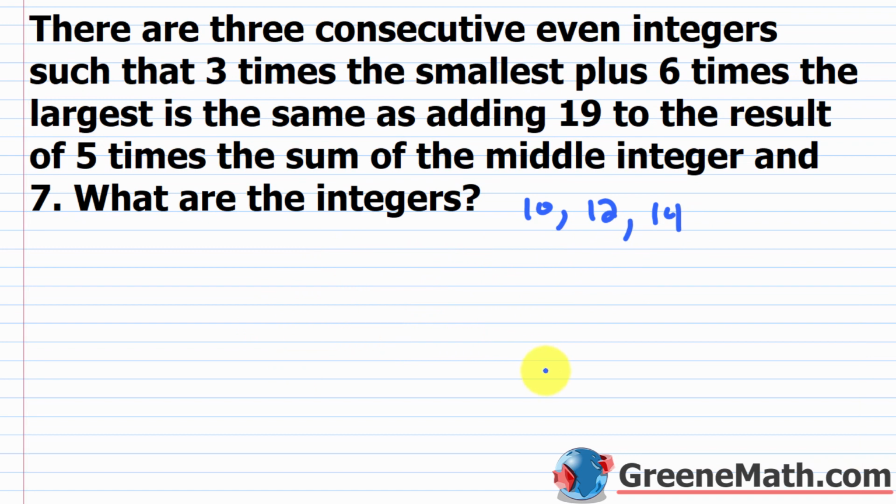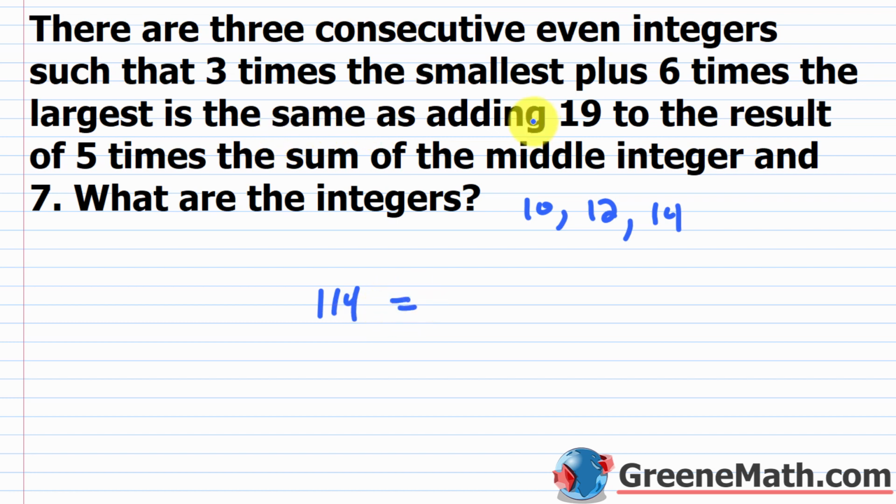And then you can just check this. So it says that, again, there are 3 consecutive even integers such that 3 times the smallest. So 3 times 10 would be 30 plus 6 times the largest. 6 times 14 is 84. If I add these two together, that's 114. So let's put that there. And we would say is the same as.